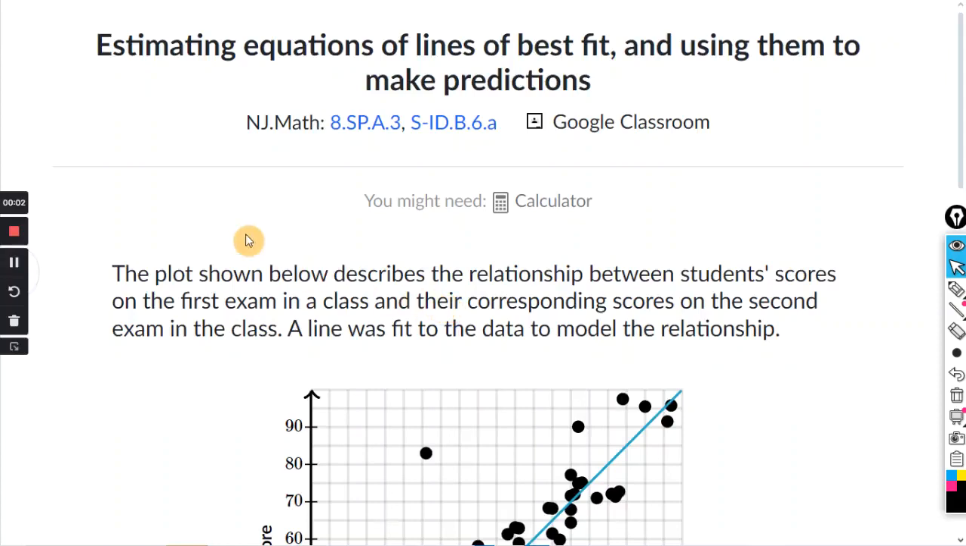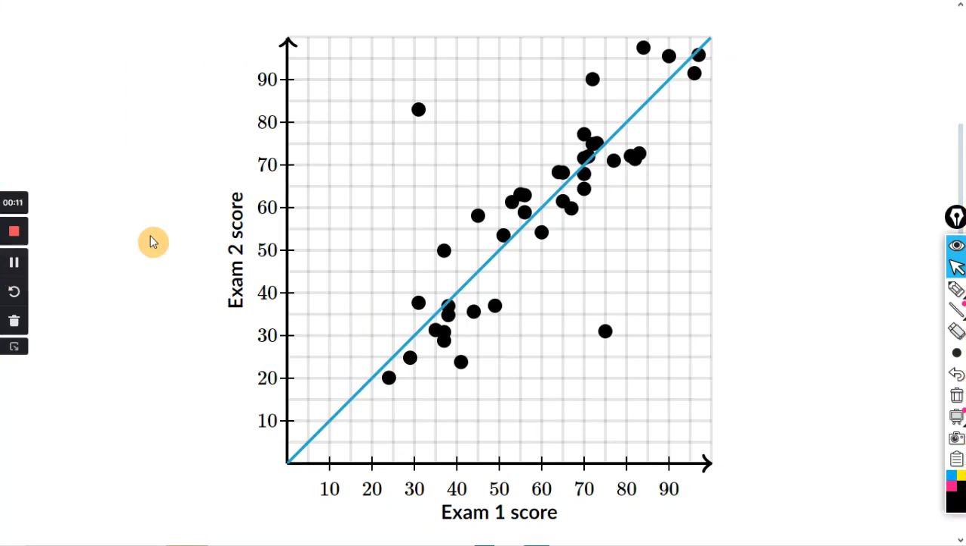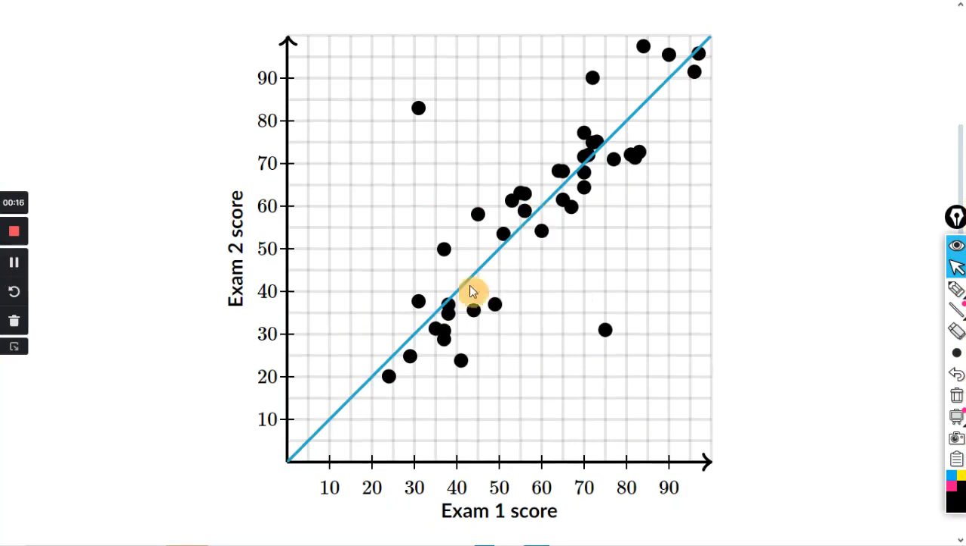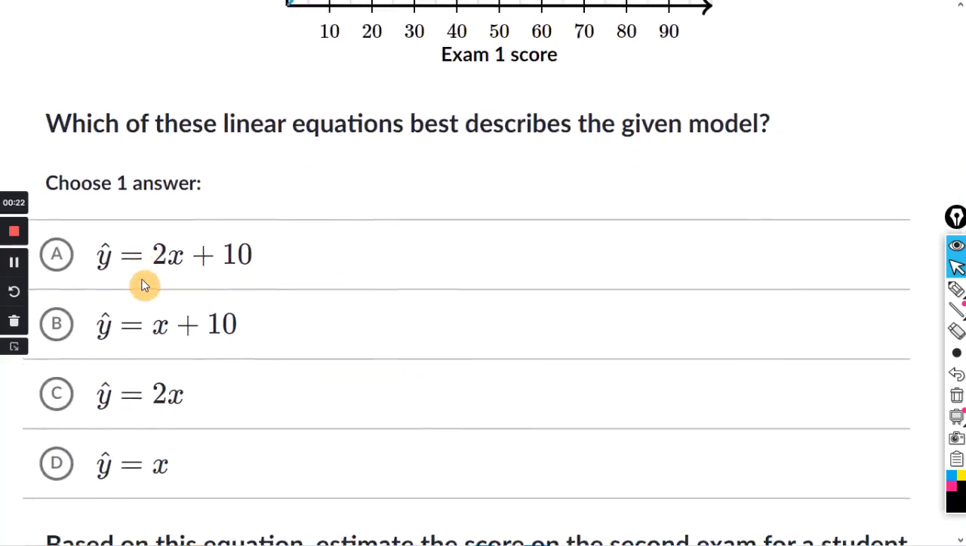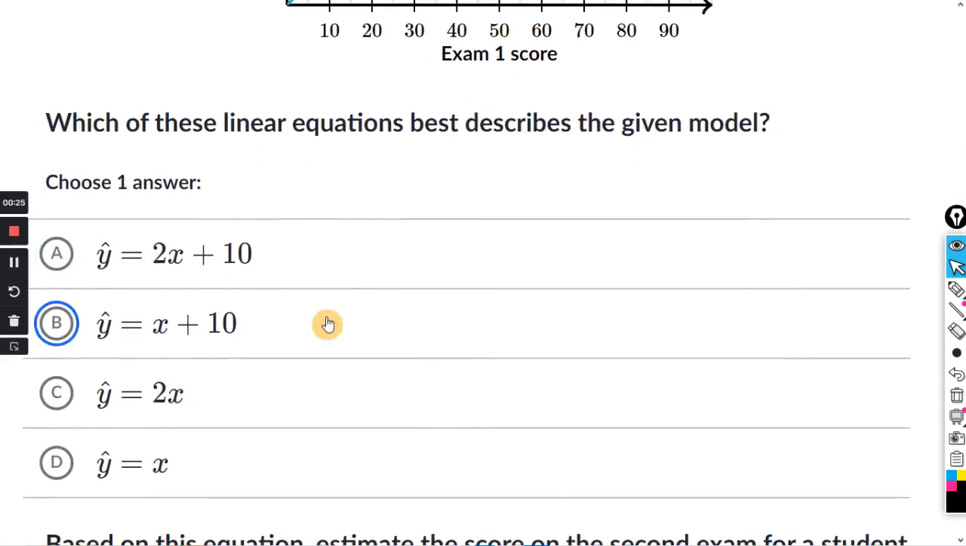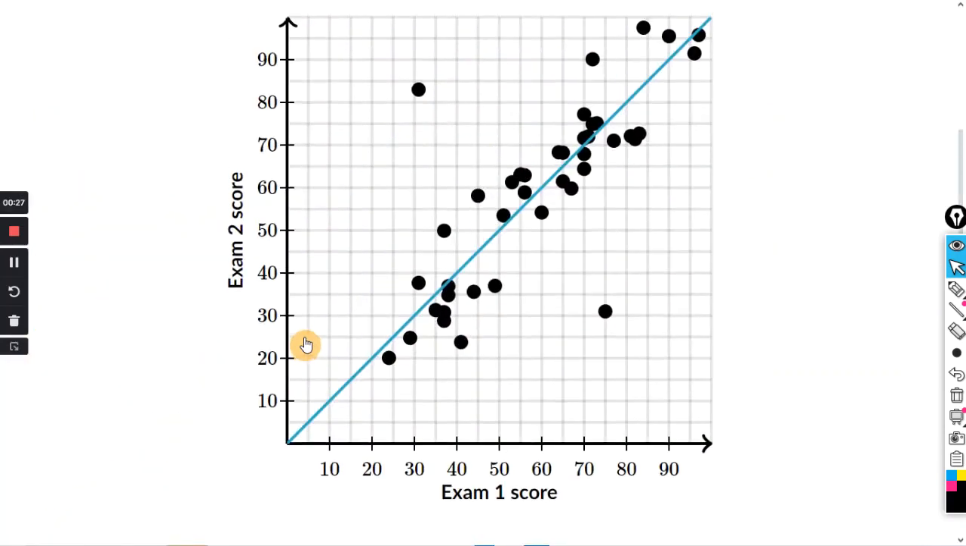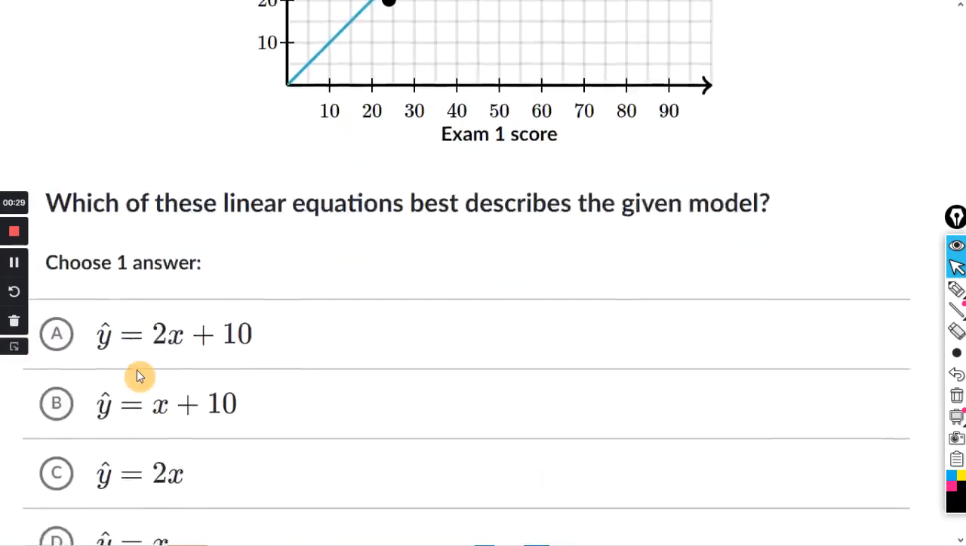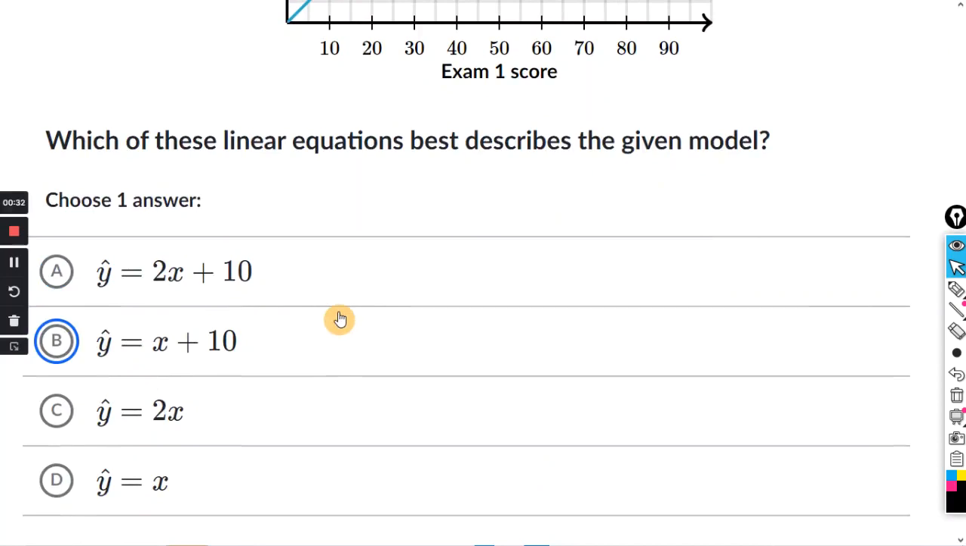This will be for the con exercise, estimating equations of lines of best fit and using them to make predictions. For all of these problems, they're going to give us a graph with a scatter plot, and they give us the line of best fit drawn on the graph. In the first question, you're going to have to determine the equation of this line. The first one's going to be multiple choice, and it's going to be the line equation.